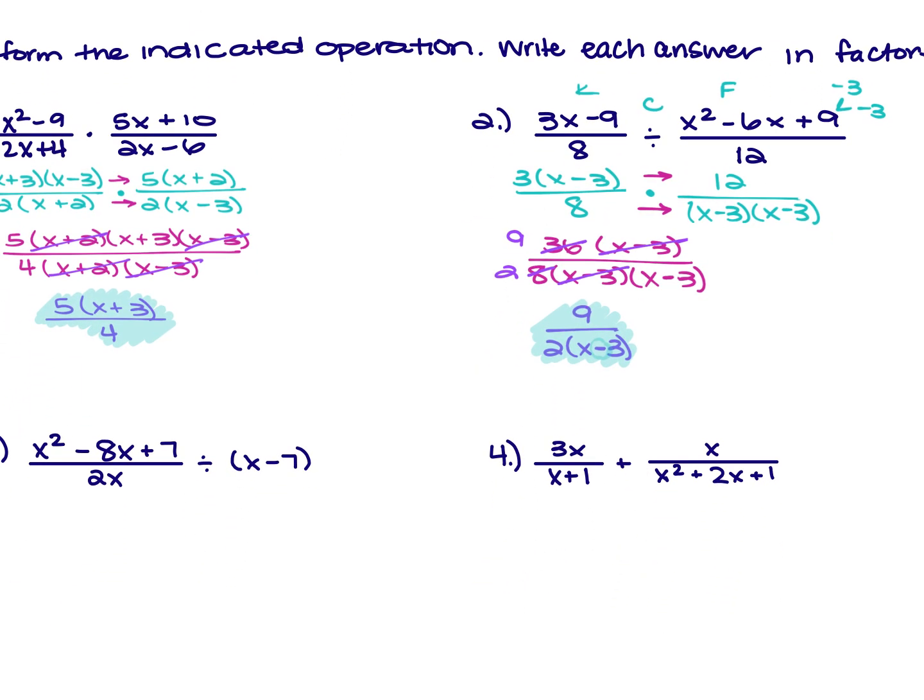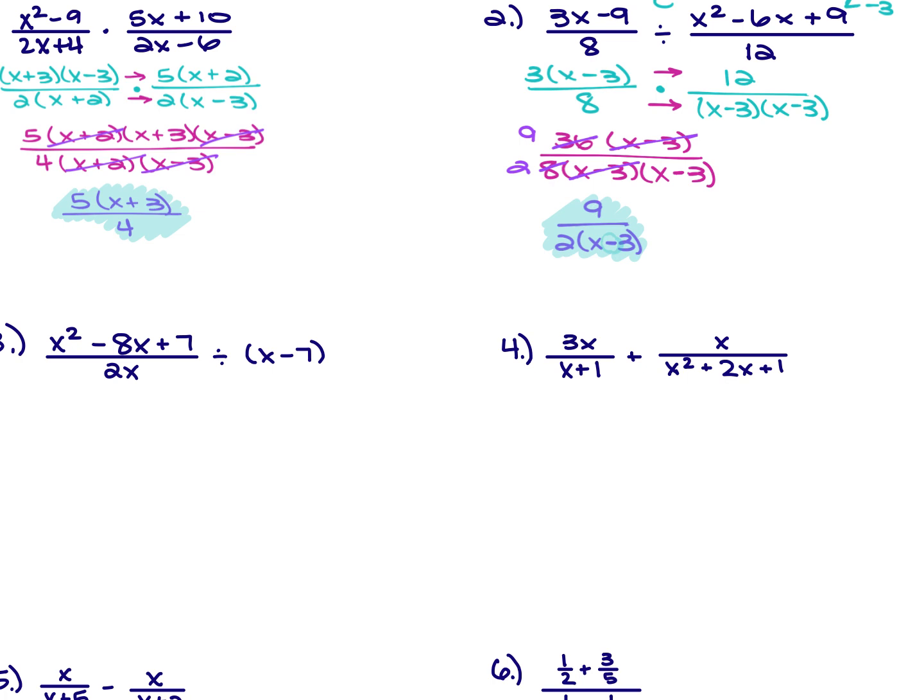For number 3, you have x squared minus 8x plus 7 over 2x divided by x minus 7. So this division is a little different because that second part is not in fraction form. If you were to write it as a fraction, just put it over 1, so that way when you keep, change, and flip, you know it's going to be 1 over that x minus 7.